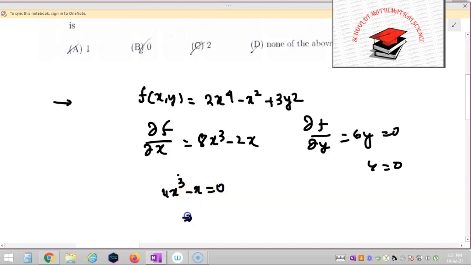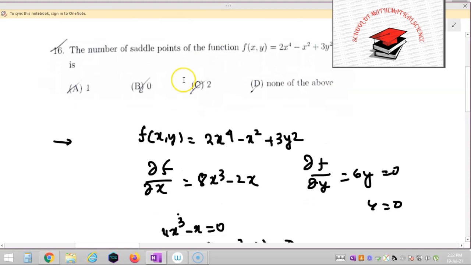So from this I can say, if I take x common, so that would be x times (2x) whole square minus 1 square, is equal to 0, and this equation has 3 solutions. Okay, I am repeating this again, this equation has 3 solutions. Okay, and so it has 3 saddle points. So this function has 3 saddle points, so option D is our correct option. Okay, so we have solved the question number 16.